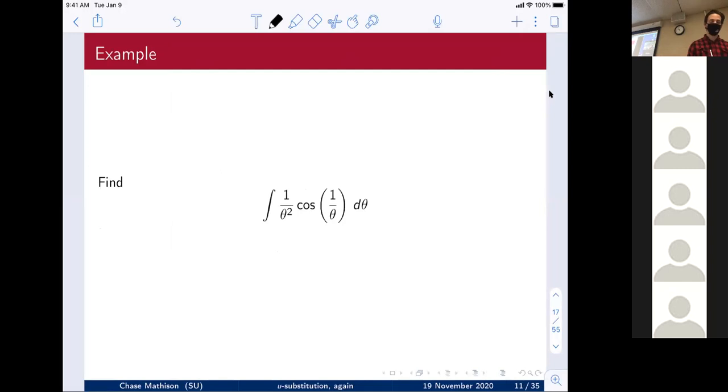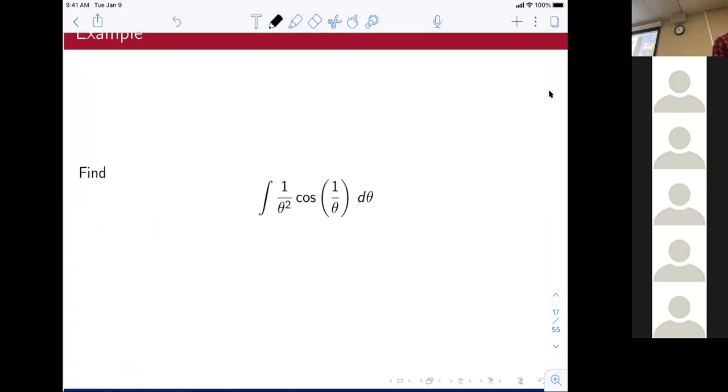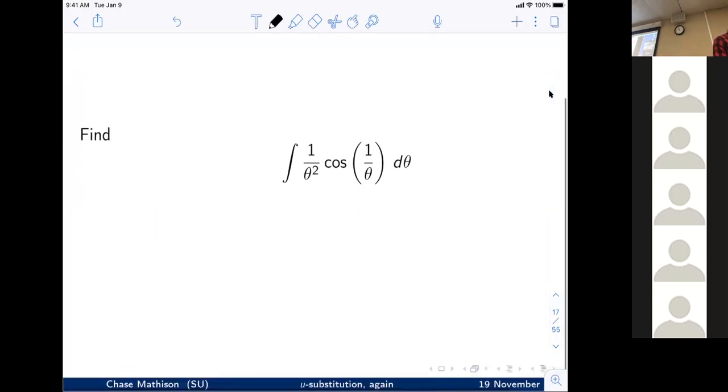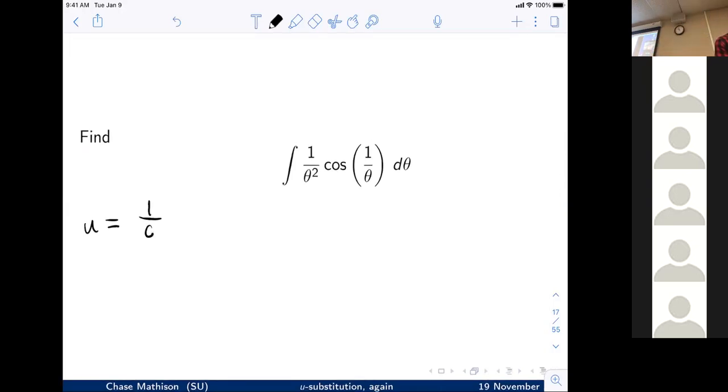Okay, so I need to find what is the function. Is there a function in here that's inside some other function, some sort of composition? And if there is, I'm going to let u be that inside function. So what do we think? Is there some function that's inside of another function here? Yeah, exactly. u is going to be 1 over theta.